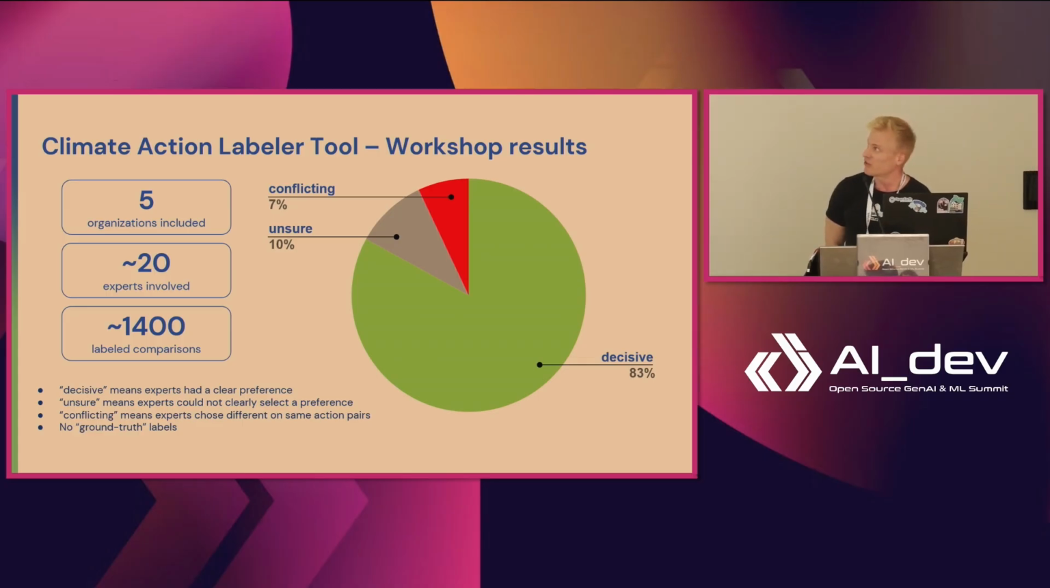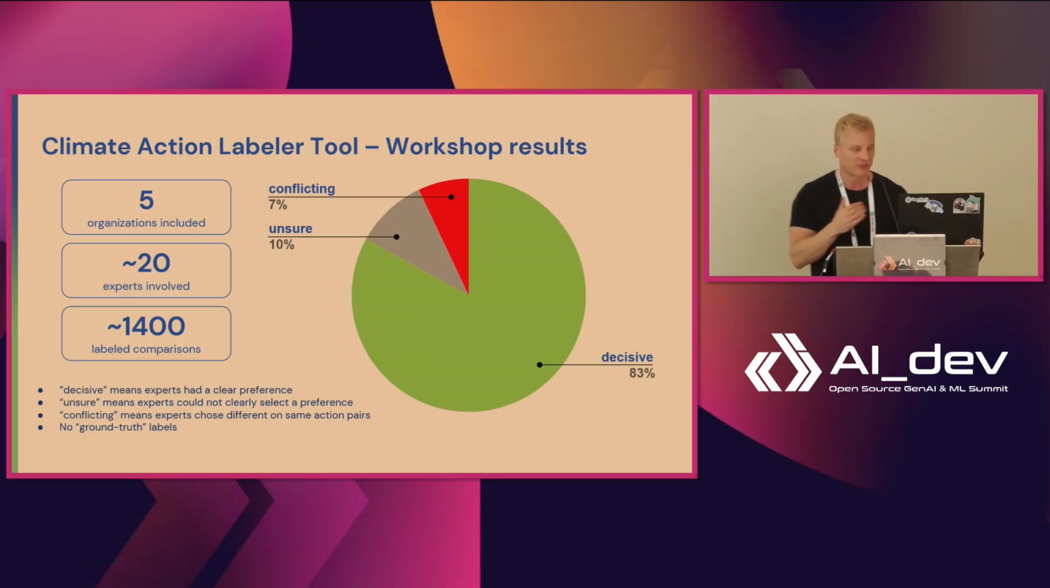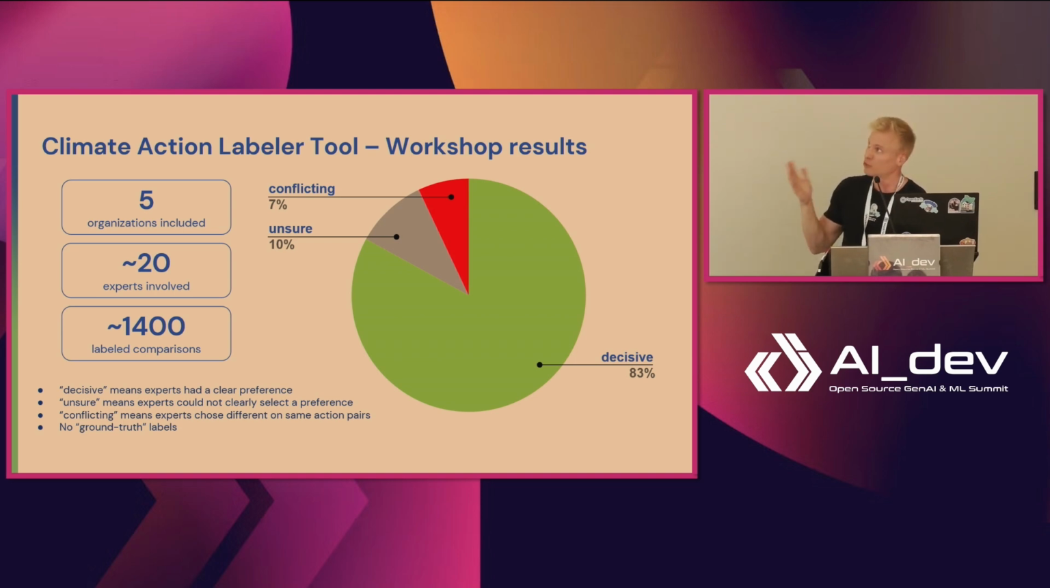And it's kind of interesting. In 83% of cases, the experts were decisive on their actions, which means they could clearly say action A or action B is preferred, which is great. Good job for that. But in 10% of the cases, the experts were unsure. They didn't know whether action A or action B was better. And super interestingly, in 7% of the cases, they had conflicting preferences, which means for the same city action pair, one expert said, I prefer action A, and the other expert said, I prefer action B. So this is super interesting to see.